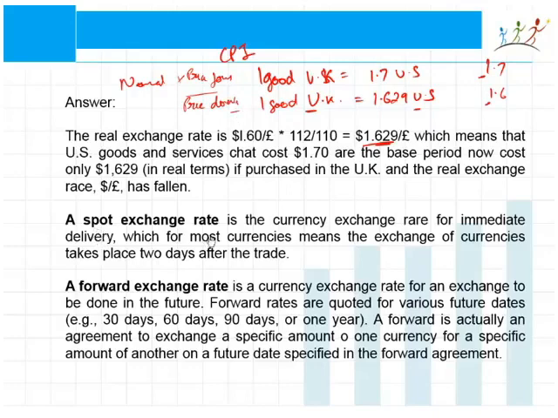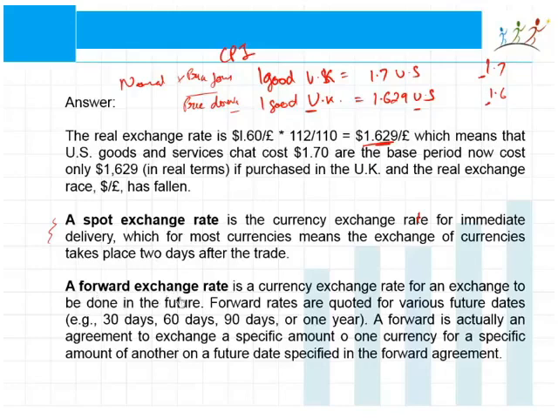A spot exchange rate is the currency exchange rate for immediate delivery. For most currencies, this means the exchange of currencies generally will take place 2 days after the trade. That is, the T+2 settlement happens. So for all practical purposes, it will be an immediate execution, and the price would be the current price or the spot price.